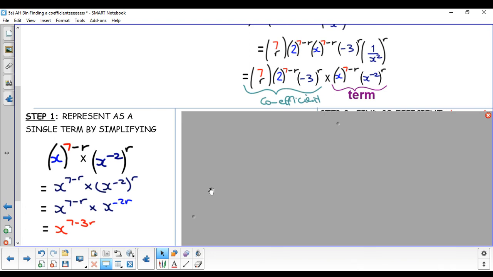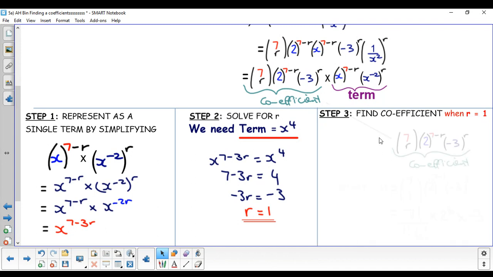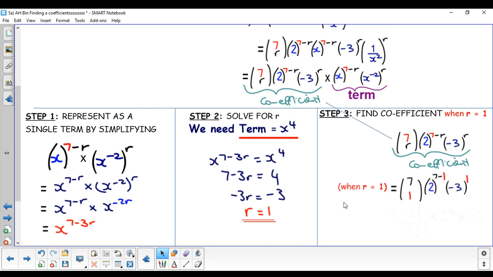The next thing is that we have to find r. So if you remember, it was x to the 4 we were going to find. So what we need to do is set this equal to x to the 4 then. And if you actually have x to the power and x to the power, you can just say 7 minus 3r equals 4. Take 7 off of both sides, and you get r is 1. Now that you have figured out what r is, what we're going to do is use the coefficient and find it. So you know that the coefficient is written in this format here. When r equals 1, all we're going to do is substitute where it is.